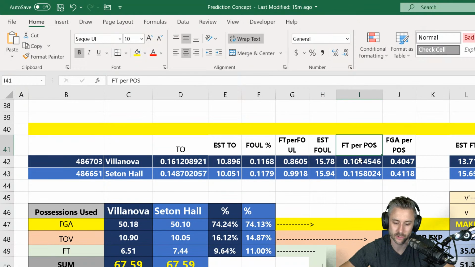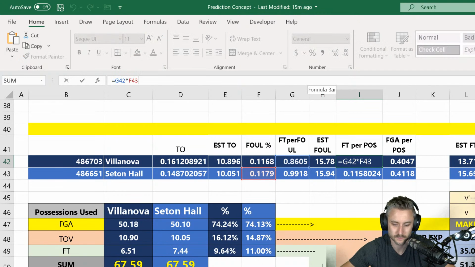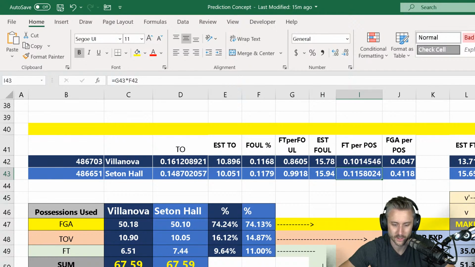Then we move on to free throws per possession. I don't know if I use this in anything else, but I have it here anyway just because I wanted to have it. So this is an estimate of how many free throws per possession. It's simply multiplying that.